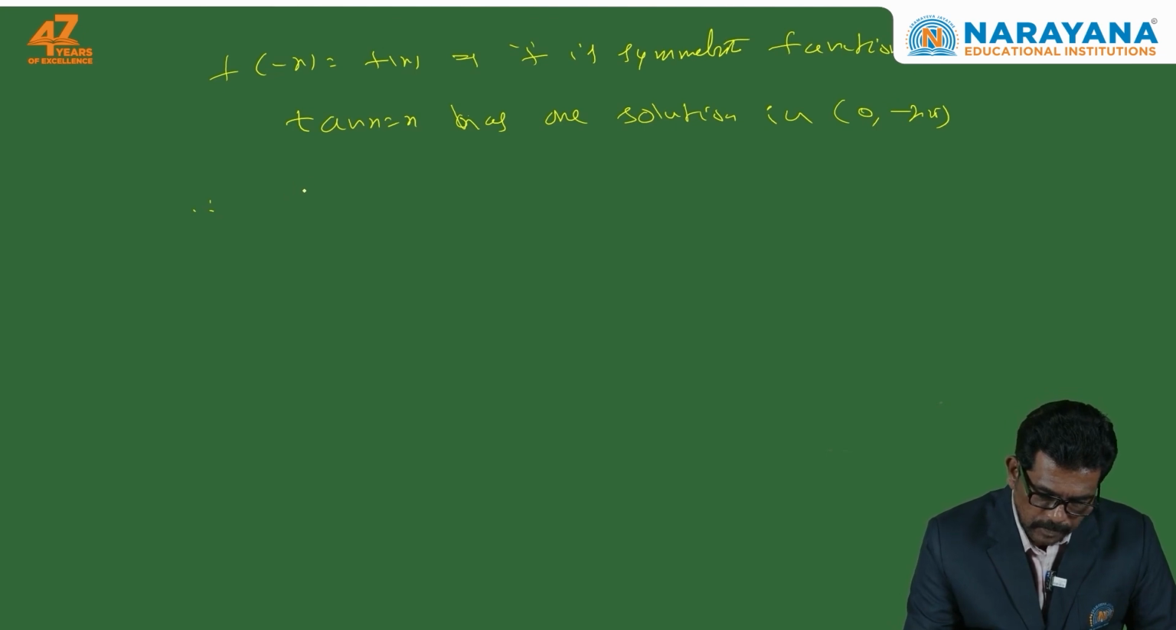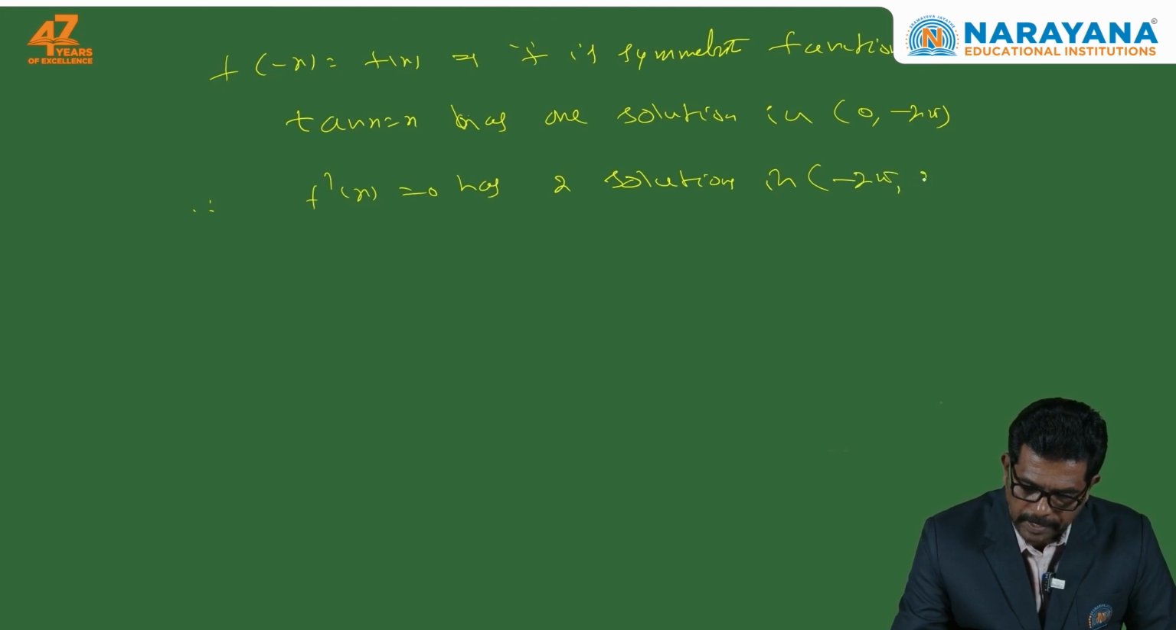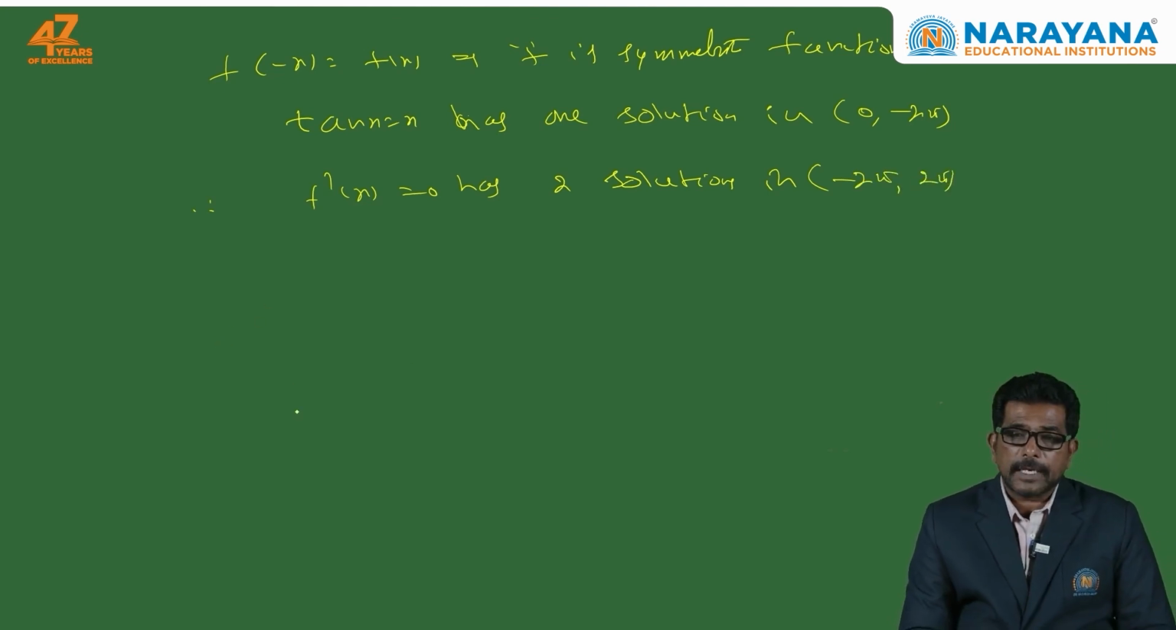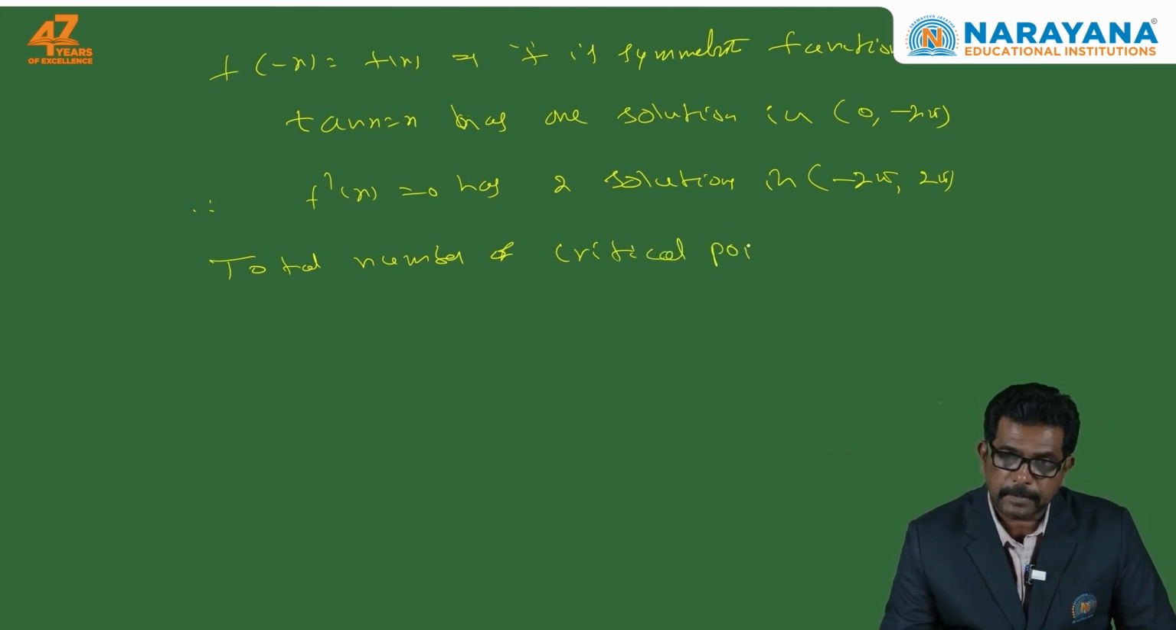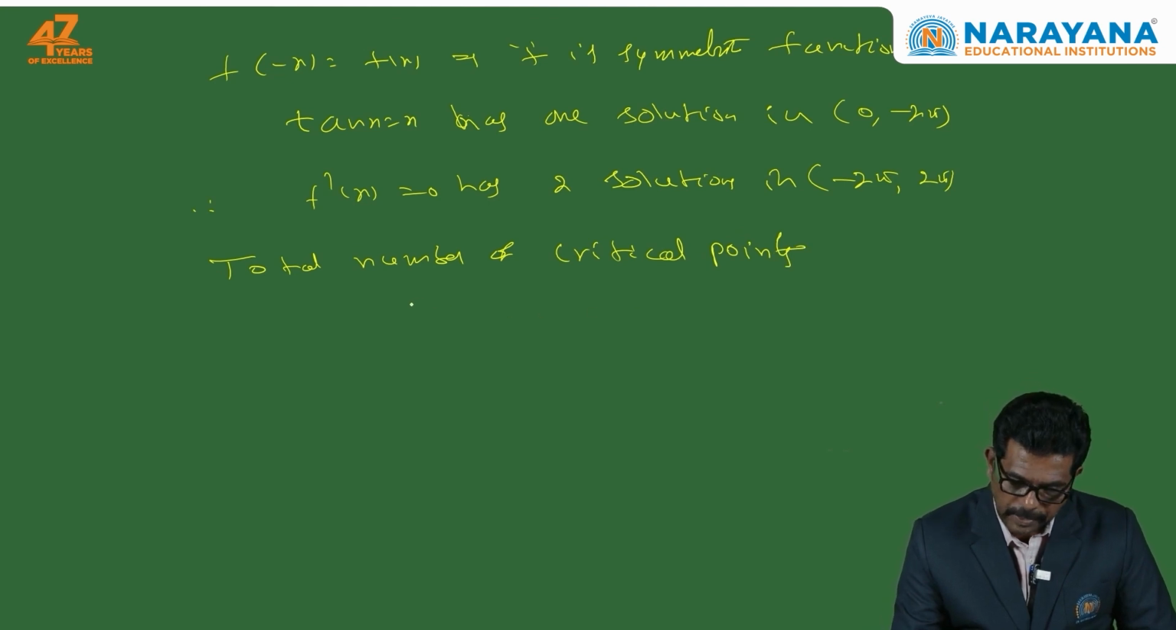Therefore, f dash of x is equal to 0 has two solutions in the minus 2 pi comma 2 pi interval. Hence, the total number of critical points is equal to: first 0 is 1, plus pi and minus pi are the critical points, 2. Here f dash of x is equal to 0 has 2. Total 5 critical points of the function.